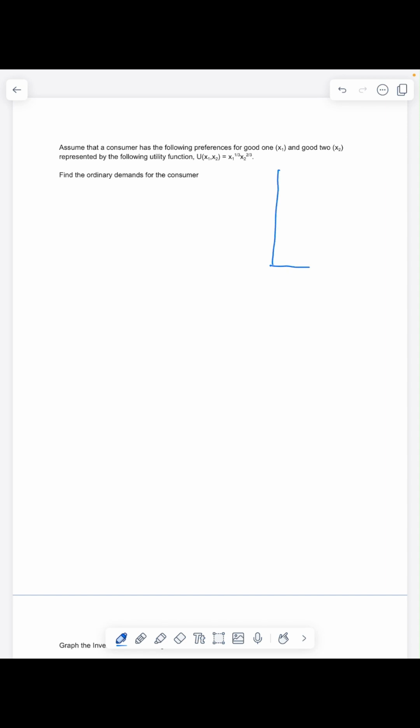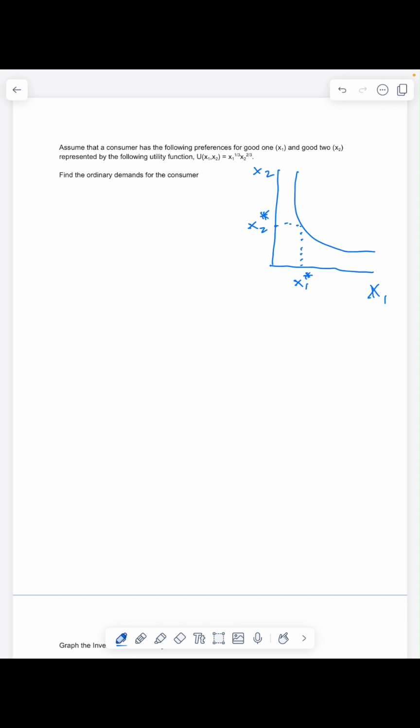So I'll just show what the output might look like on a graphing calculator. This is, in general, what you would get for any sort of well-behaved function. And the whole point of the ordinary demands is to find the optimal bundle of x1 and x2 that the consumer will consume. In order to start doing this, we first need to calculate our marginal rate of substitution.